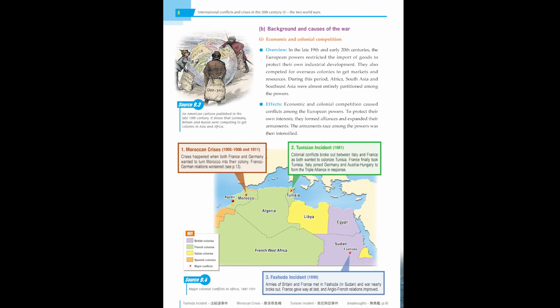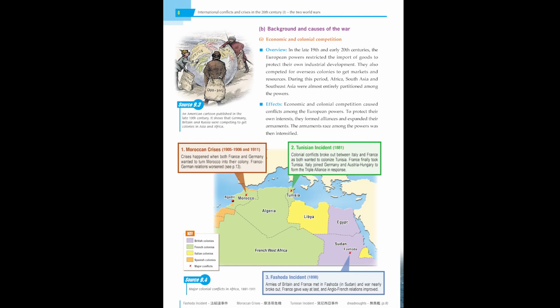Look at the source 9.4. Major colonial conflicts in Africa from 1881 to 1911. 1. Moroccan crisis. Crisis happened when both France and Germany wanted to turn Morocco into their colony. Franco-German relations worsened.